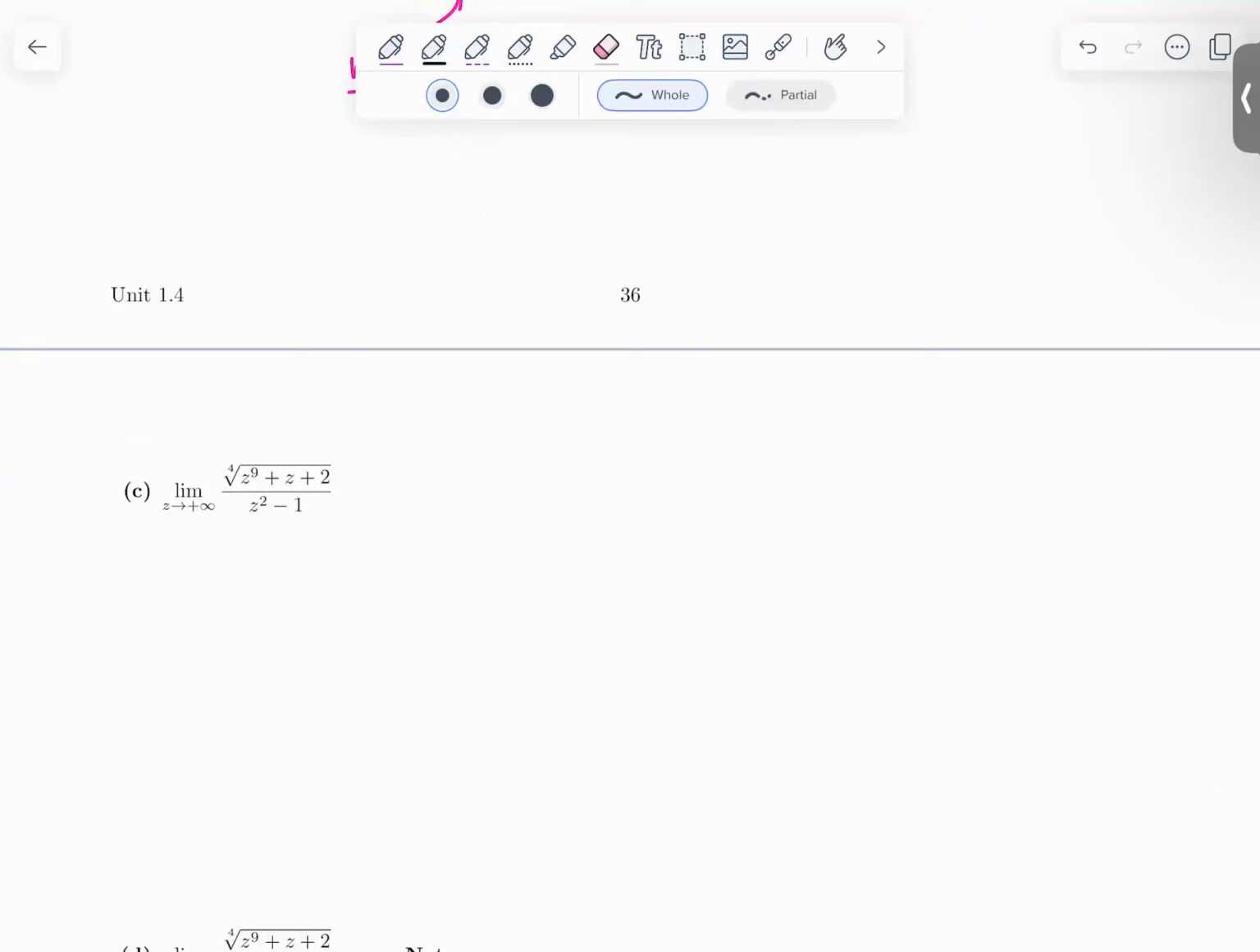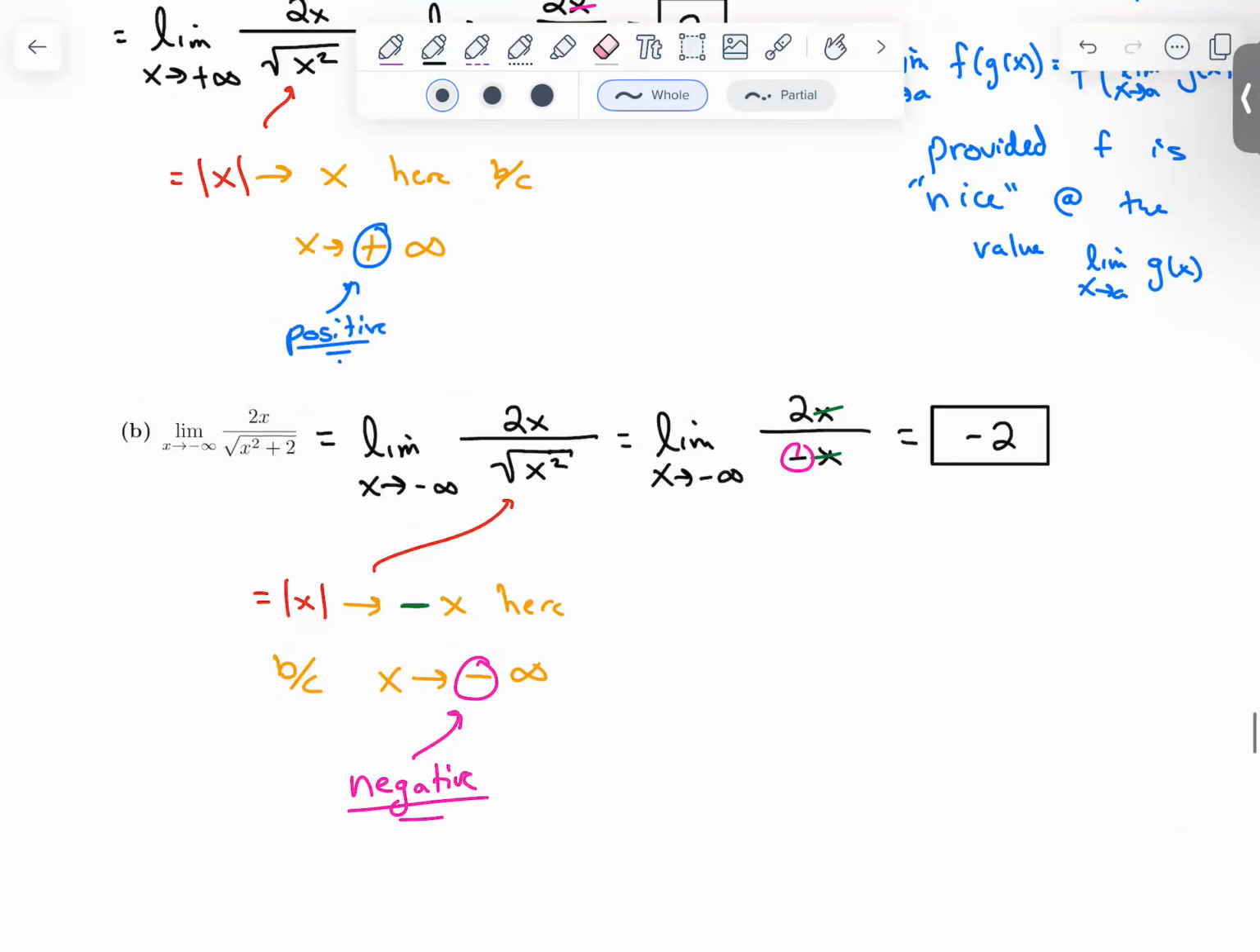The limit as z approaches positive infinity of the fourth root of z to the ninth plus z plus 2 over z squared minus 1. Same situation. Because z is approaching positive infinity, inside will be nice and neat, because we're going to be plugging in a positive number, and a positive number to the ninth power is still a positive number. So we can technically bring what's going on. Another reason why this is going to be -2 is because the denominator will be a positive number, right?